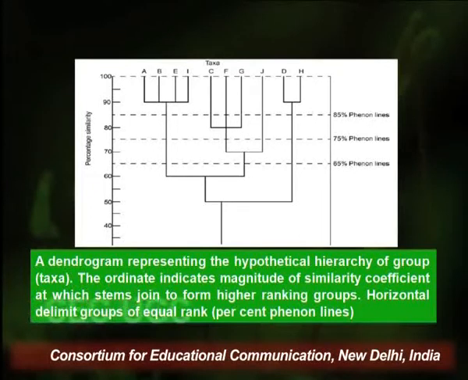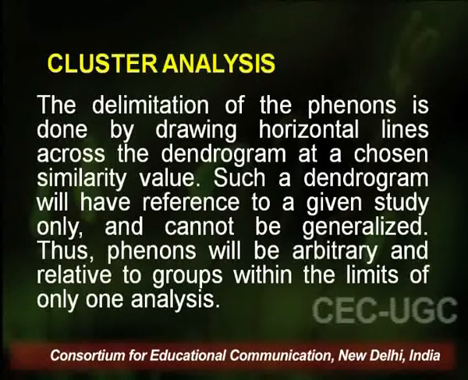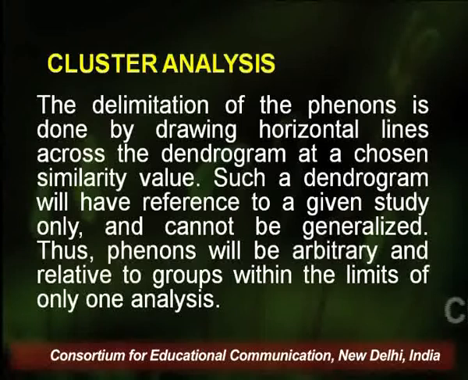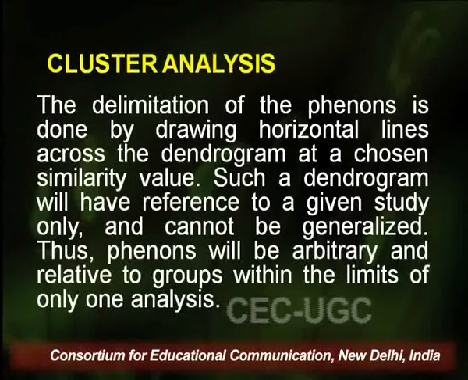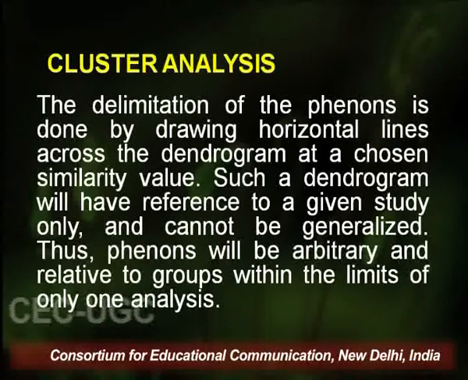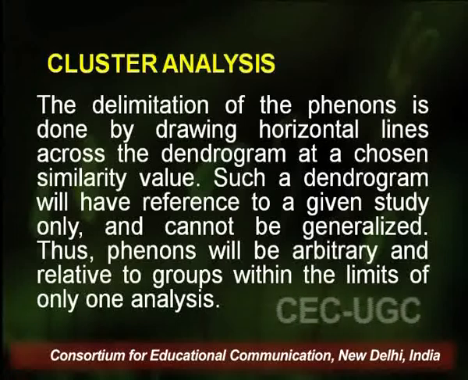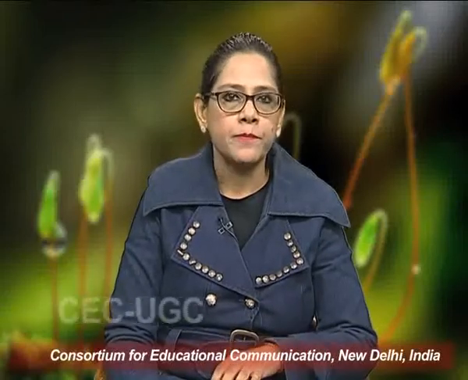The delimitation of phenons is done by drawing horizontal lines, as you have seen in the diagram, across the dendrogram at a chosen similarity value. Such a dendrogram will have reference to a given study only and cannot be generalized. Thus, phenons will be arbitrary and relative to groups within the limits of only one analysis, and these may vary with the various groups being studied.